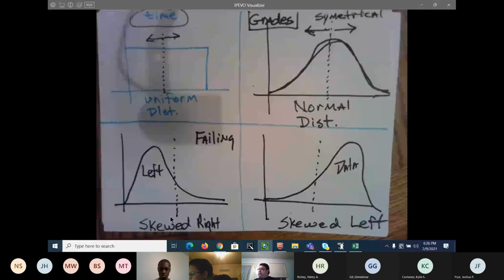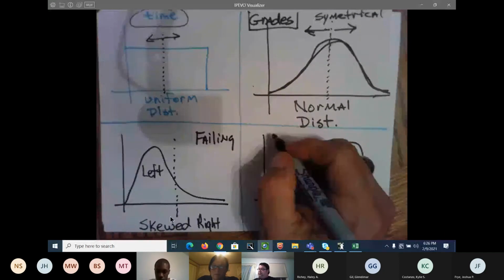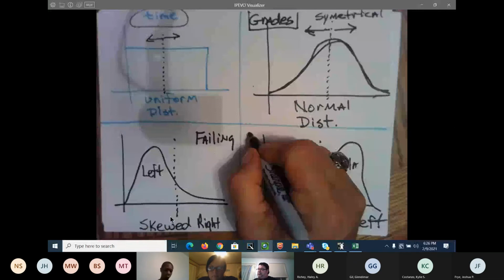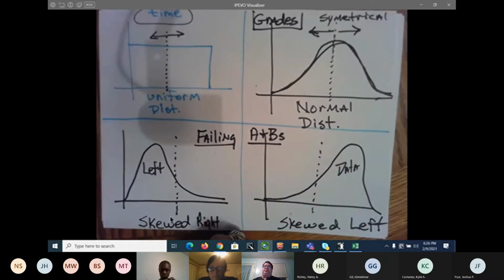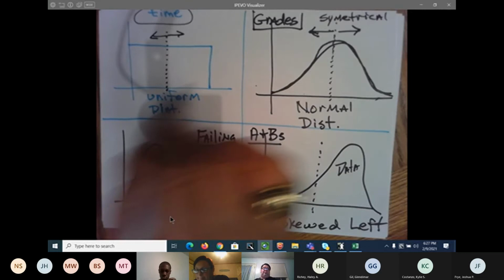Now, what do you think this one is? Everybody's passing. Everybody's making A's and B's. Now, that could be that the teacher is exceptional and the students are exceptional, or it can mean that the teacher is giving tests that have easy questions on them. Make sure you know these 4 pictures.